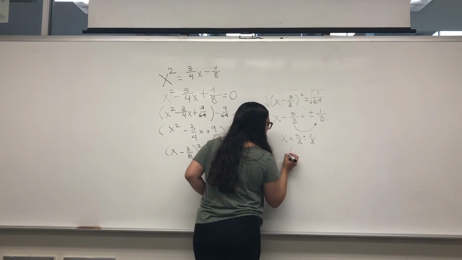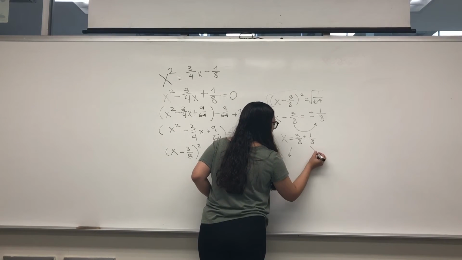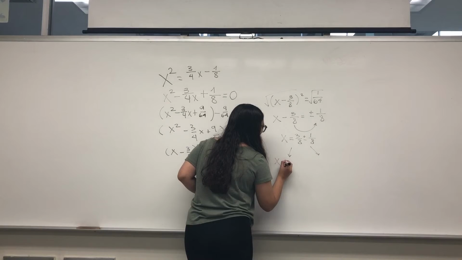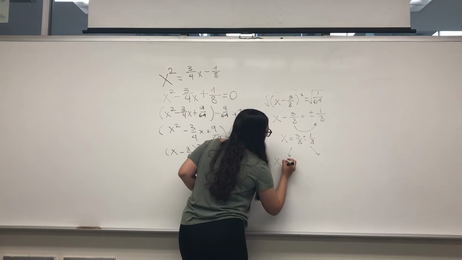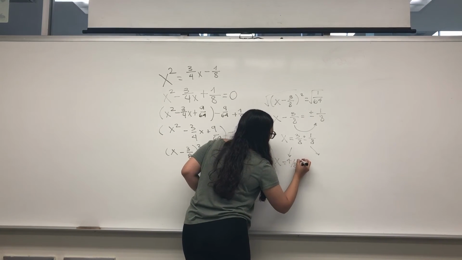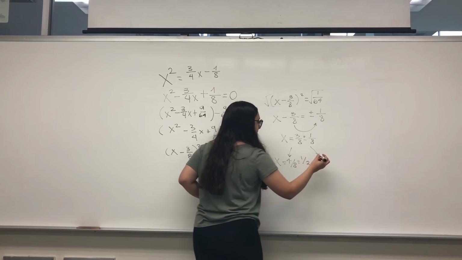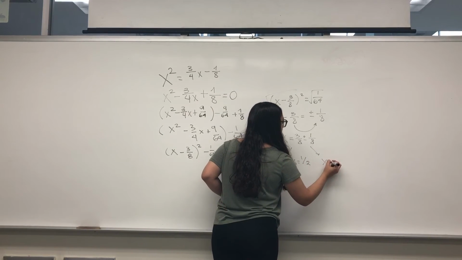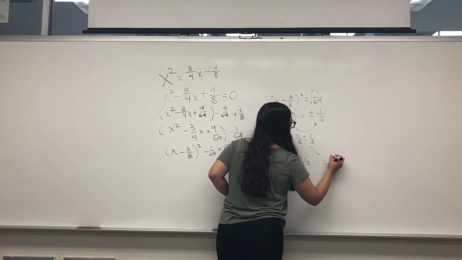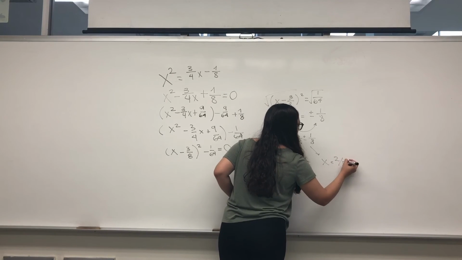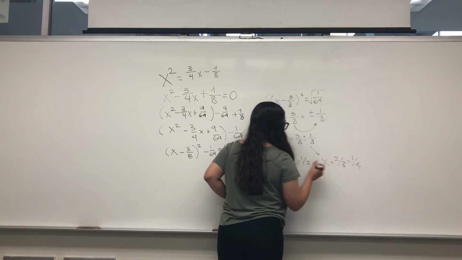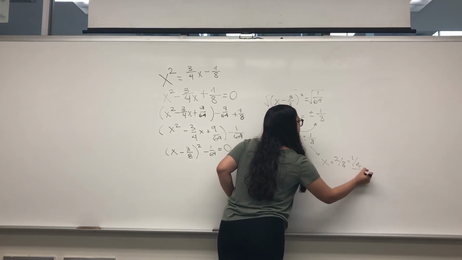To get the answers, you first need to add the 3/8 with the 1/8, which gives you 4 over 8. That equals 1 over 2. Then you subtract the 1 over 8 from the 3/8, and that gives you 2 over 8, which simplified equals 1 over 4. So the answers would be 1/2 and 1/4.